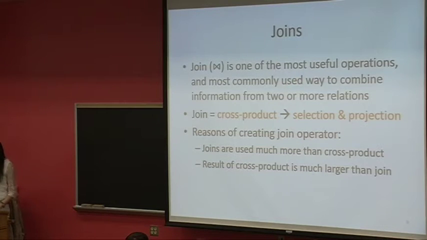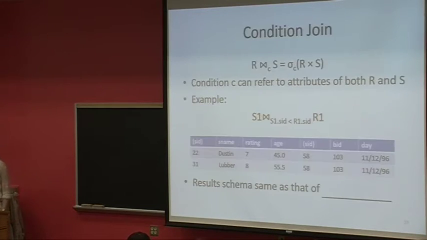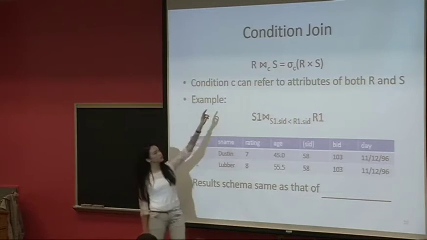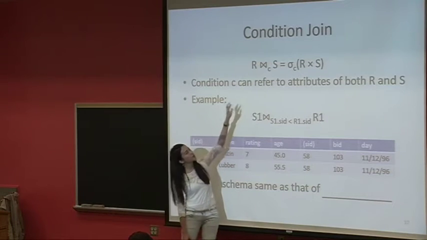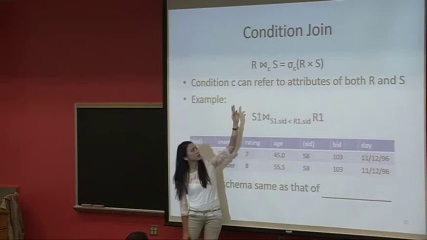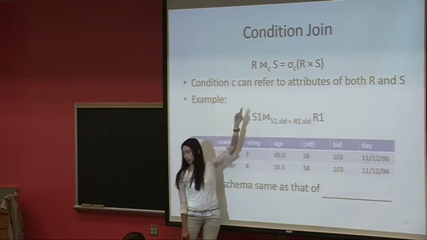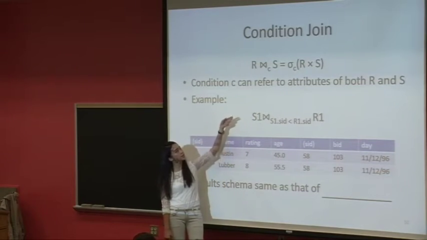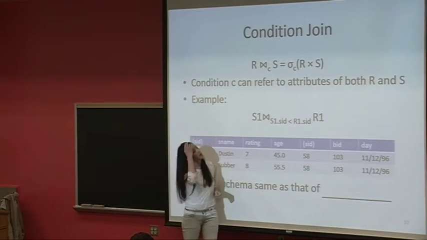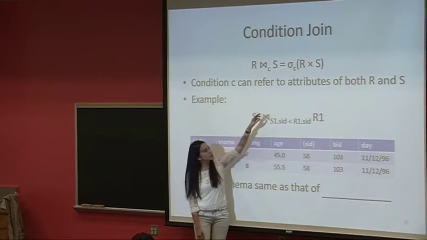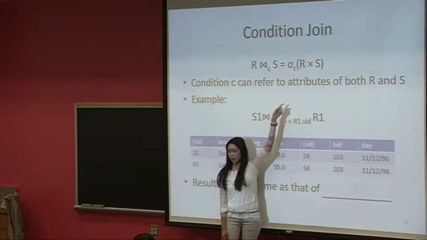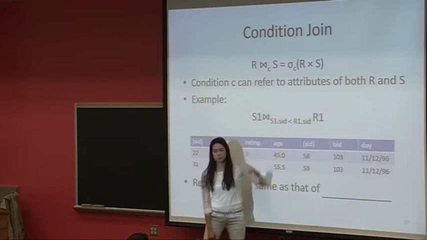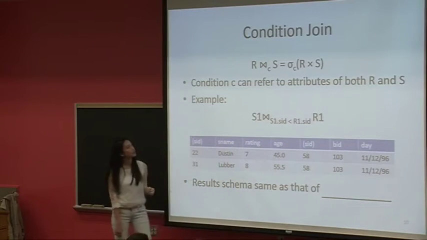So there are 3 types of join. The first one we call the condition join. So we use the join symbol, and you put a C, which is the condition, in the subscript, then that's how you do the condition join. Okay, so you would join relation R and relation S based on condition C. So this is actually equal to, as I just said, you take the cross product of R and S first, and then you do a selection on condition C. Okay, so those are equivalent.